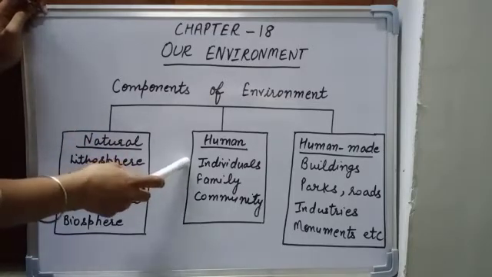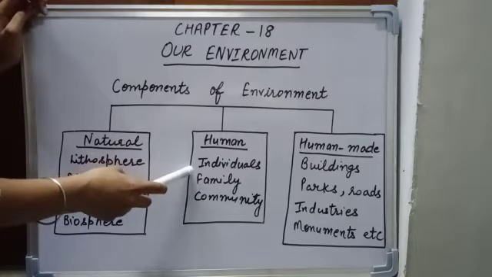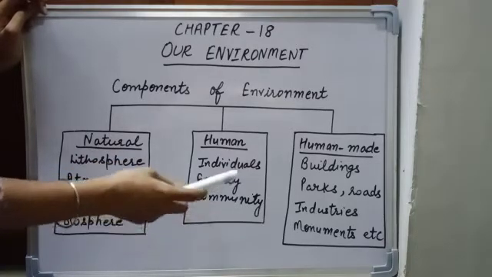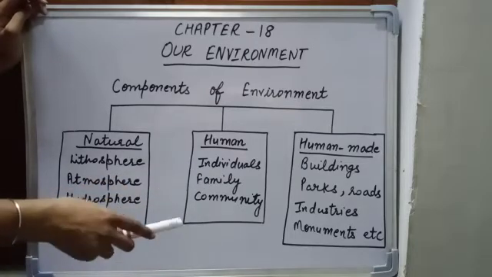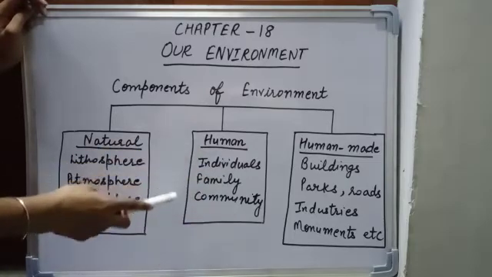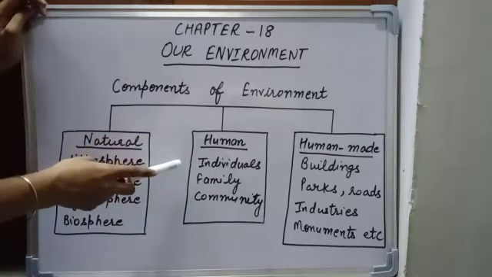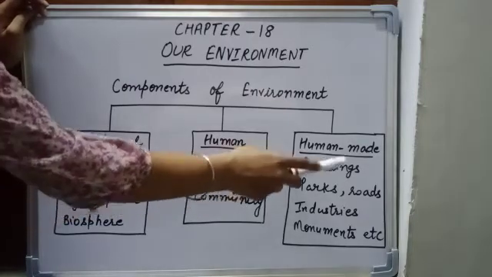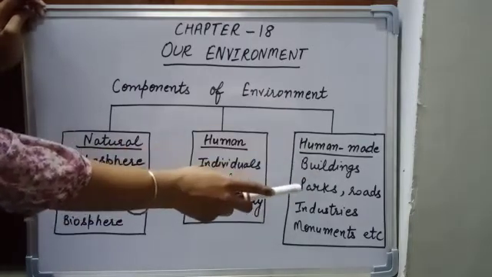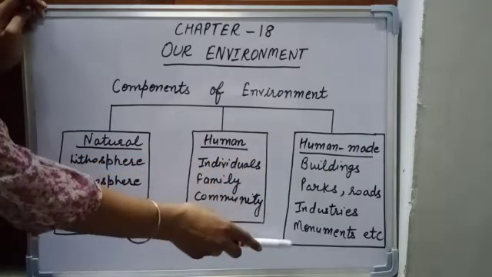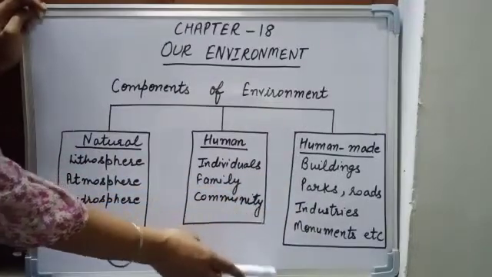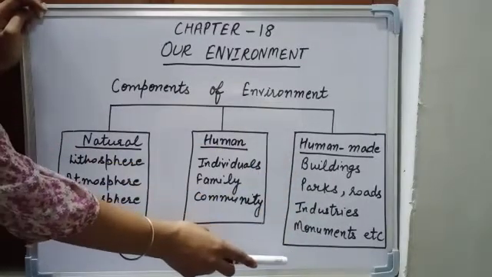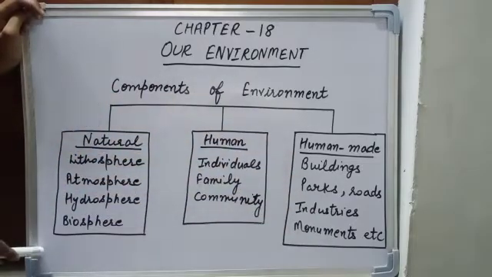Next is human environment. It includes individuals, family, community, human beings and their social, economic and political situations which are made by humans for themselves. That is called human environment. And the third one is human-made environment. It is that environment which is made by humans. It is not natural. Buildings, parks, roads, industries, monuments, all these are made by humans. So these are the examples of components of the environment.